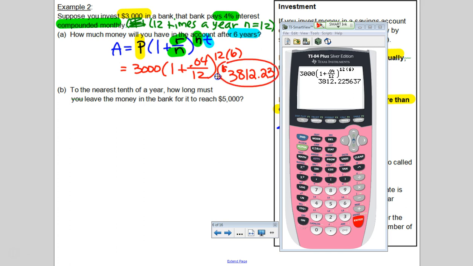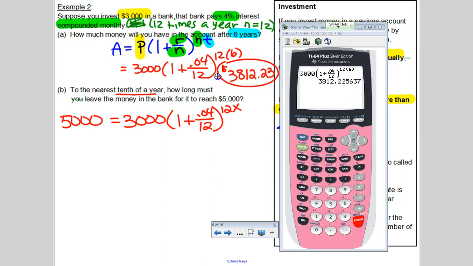All right, B, to the nearest tenth of a year, how long do you have to leave the money in the bank? Let's say that you want to get up to 5,000. So how long will you need to leave it? Again, if you don't touch it at all and you don't put more money in it, that's the key. You're just starting off at 3,000. Again, we have our 3,000 as our initial beginning. The rate, again, is still the same, still compounded by 12 months. This time, I don't have the year, so I don't know how many years. That's going to be an X, and I'm trying to reach $5,000.